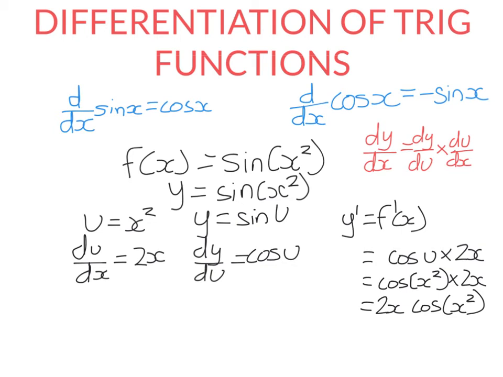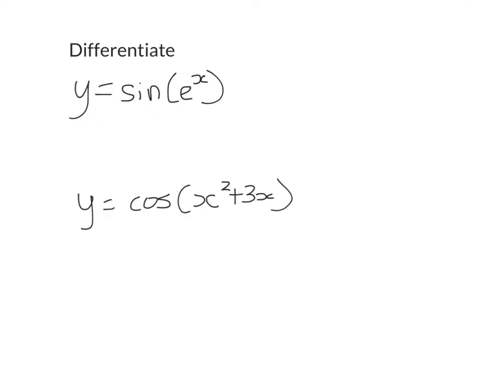So what is the faster way? Well, all we did to get from here to here, we changed the sine to a cos, we left the brackets alone, and then out the front we multiplied by the derivative. So all you do is change between the sine and the cos, and you multiply by the derivative out the front. So let's look at a few quick examples involving this quick method. Let's have a go at differentiating each of these functions.